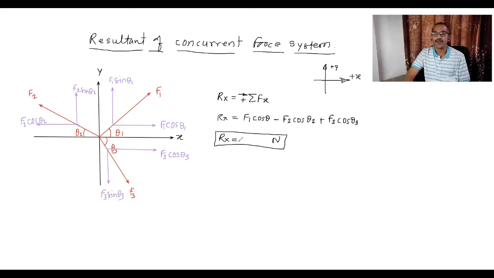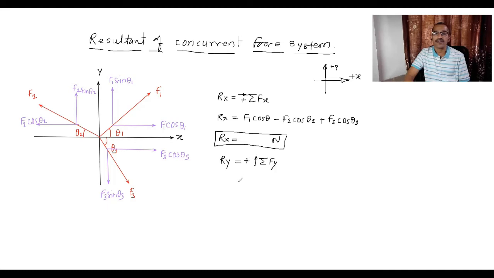If Rx comes out to be positive, we'll represent it in the rightward direction, and if it comes out to be negative, we'll represent it in the leftward direction. Then we'll add all forces along the y-axis, and what we'll find is called the component of resultant along the y-axis. That means Ry is what?